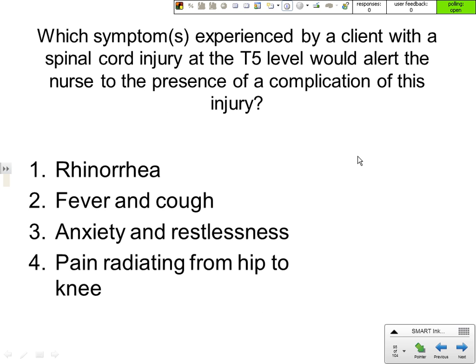Which symptoms experienced by a client with a spinal cord injury at T5 level would alert the nurse to the presence of a complication of this injury? Rhinorrhea, fever and cough, anxiety and restlessness, pain radiating from the hip to the knee.